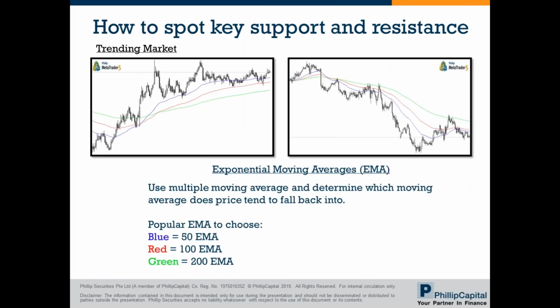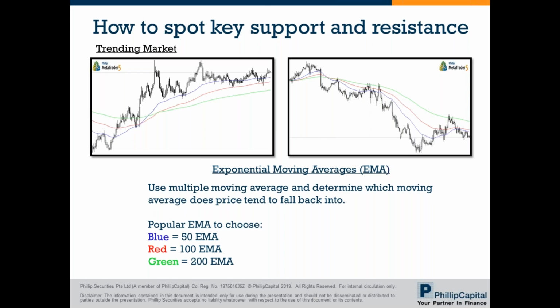Now we move into the third way that you can identify key support and resistance in a trending market. This is using exponential moving averages, or EMA. The use of multiple moving averages helps you to determine this. What you're looking out for in this case is which EMA prices tend to fall back into. So I'll just take the left example. There are 3 EMAs. The blue is 50, the red is 100, and the green is 200 EMA, right? The reason why I chose these values is because these are popular values that usually are picked when people use EMA.